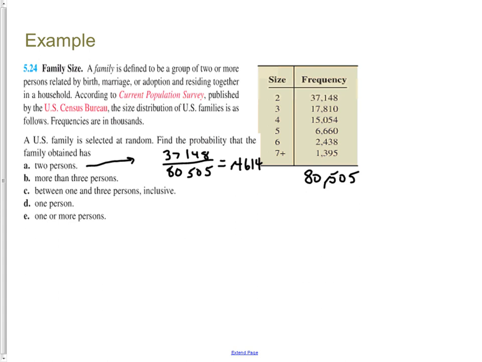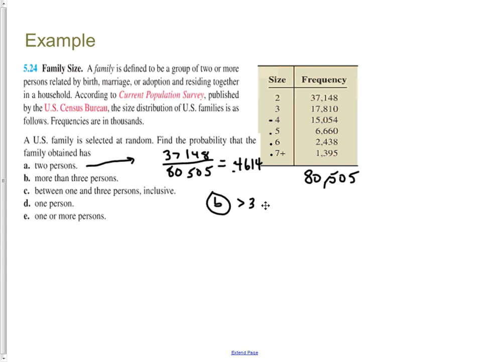I'll get my eraser here and fix that little leaky pen there. There we go. Okay, so that's our answer. How about more than 3 persons? What should we do there? Well, if we say more than 3 persons in a family, more than 3 means greater than 3. So we're talking about 4, 5, 6, or 7 or more in a family.